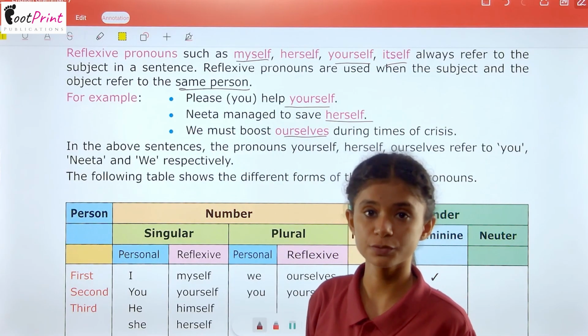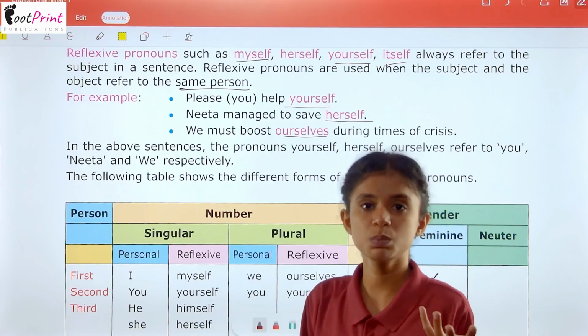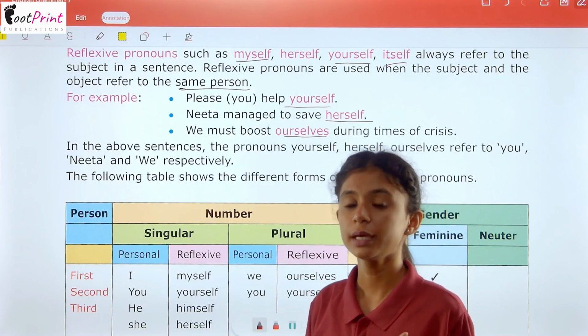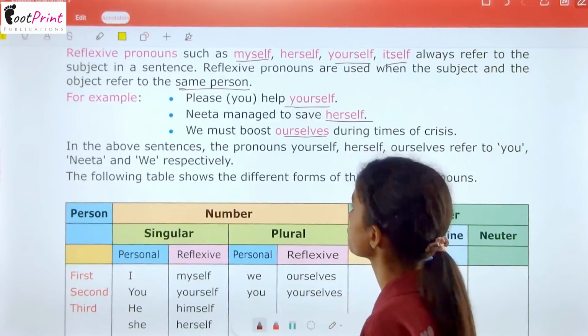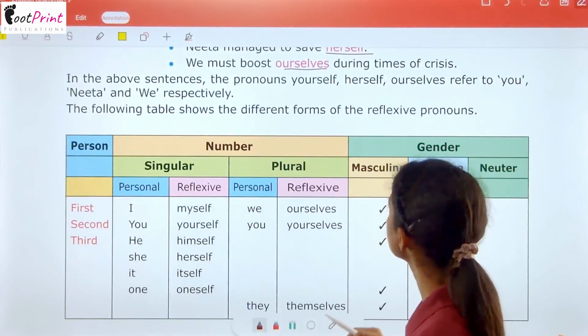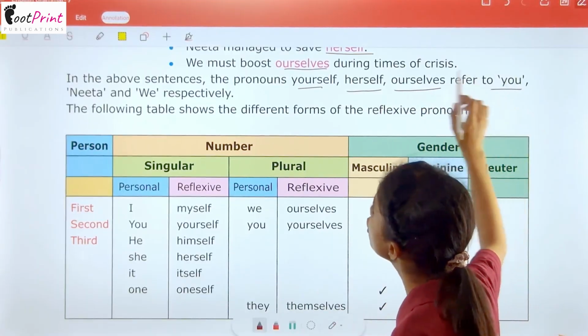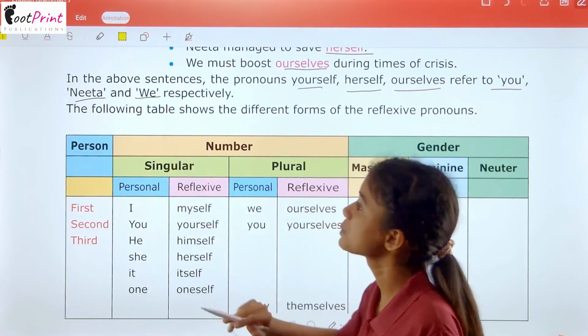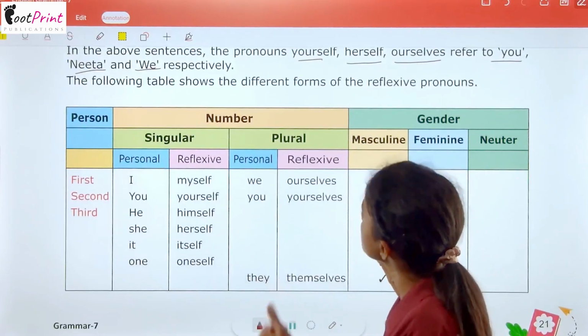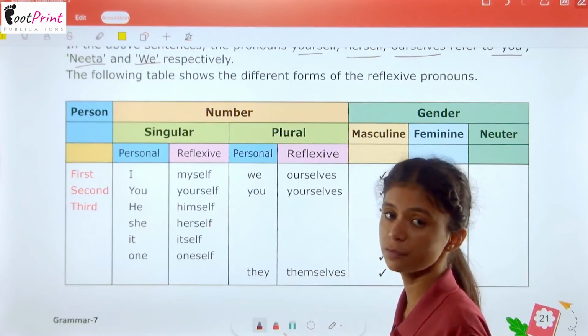So we, ourselves; you, yourself; the subject is being referred to again. That's why it's called a reflexive pronoun. In the above sentences, the pronouns yourself, herself, ourselves refer to you, Neeta and we respectively. This given table shows the different forms of reflexive pronouns.